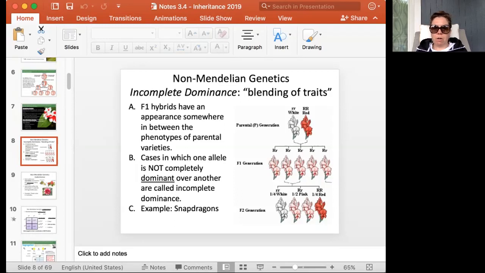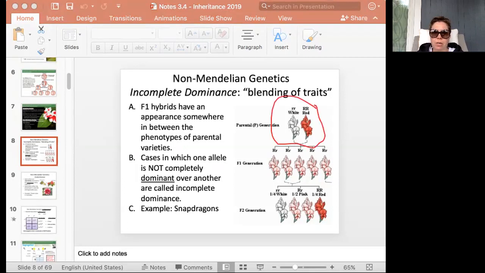The first one I want to explain is incomplete dominance. Just like the heading says, this is a type of inheritance that is basically a blending of the traits. You can see the parental generation here is a purebred white parent crossed with a purebred red parent. Notice that the alleles are homozygous recessive crossed with a homozygous dominant.